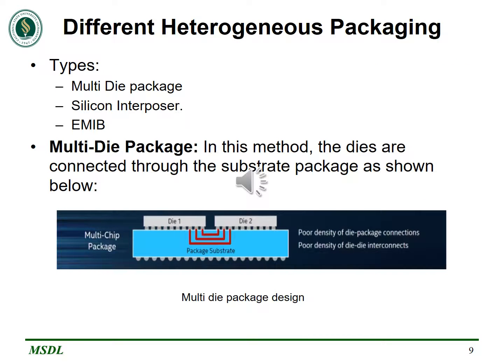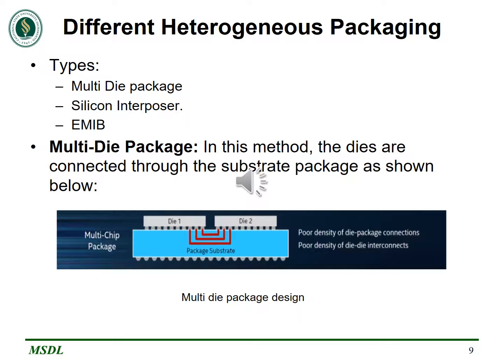Here we can see the different types of heterogeneous packaging. The first one is multi-die package, the second one is silicon interposer, and the third one is EMIB, that is embedded multi-die interconnect bridge. Let's look into the multi-die package.